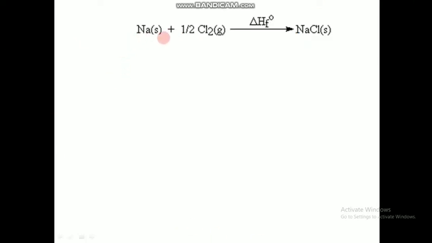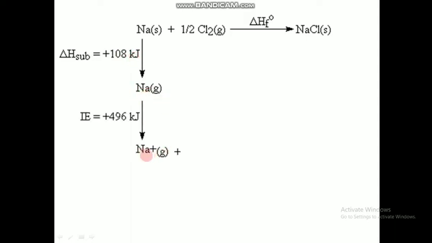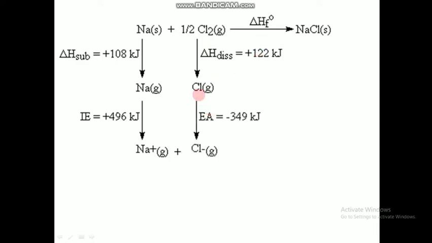So first, the sodium solid will change to sodium gas with the sublimation energy of positive 108, as we told. Next, sodium converts to Na plus ion with ionization enthalpy of 496 kilojoules per mole, and then the chlorine comes. Chlorine dissociates to Cl gas with a dissociation energy of 122. Then again electron affinity, where the chlorine gains an electron and becomes Cl minus.